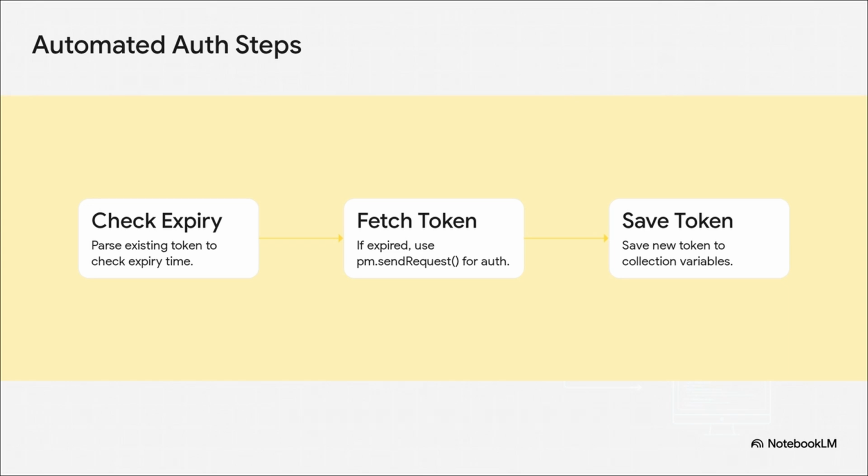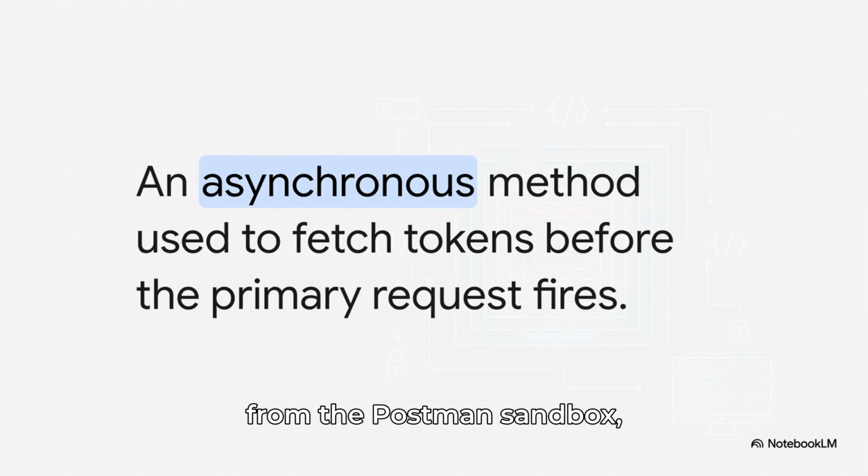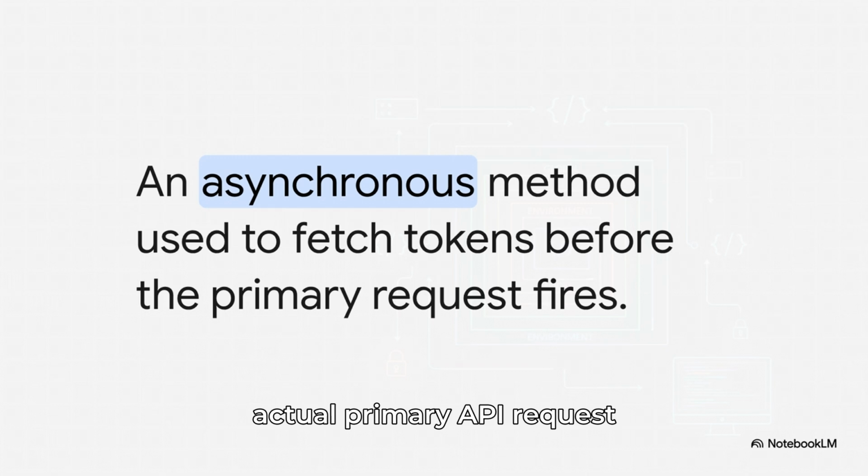To make step 2 happen, we rely on a very specific function from the Postman sandbox, pm.sendRequest. This is an asynchronous background method. It basically allows your script to reach out to the identity provider, do the whole OAuth dance, grab the new token, and set it up. And it does all of this completely headlessly, right before your actual primary API request goes over the wire.